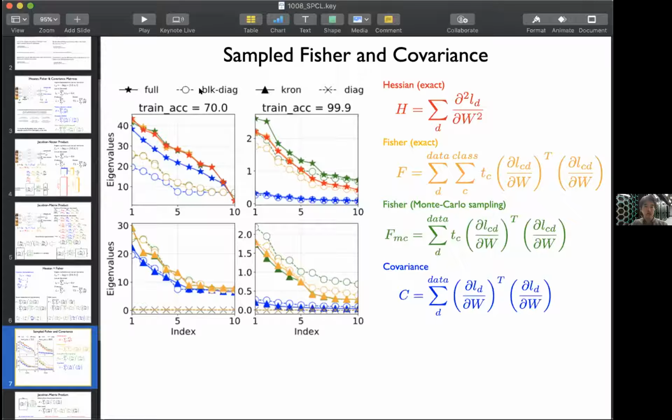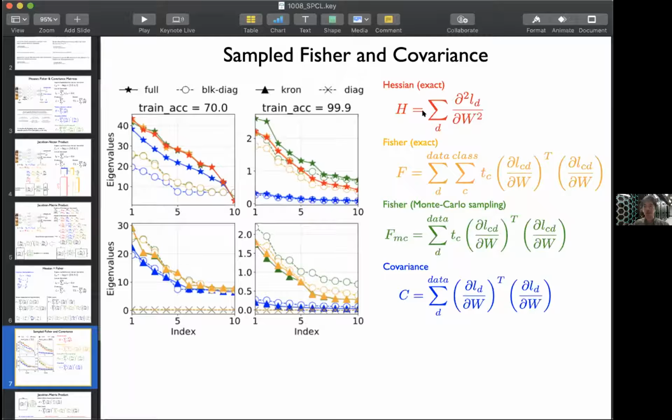So we do further approximation of these matrices. The full one is the star, without approximation. The circles are block diagonal approximation. The black triangles are Kronecker factored approximation, and X's are diagonal approximation. So diagonal approximation is very crude. It doesn't really work. Kronecker factorization is somewhat close to the circles if you compare the circles and the triangles. And the circles and the stars are somewhat close.